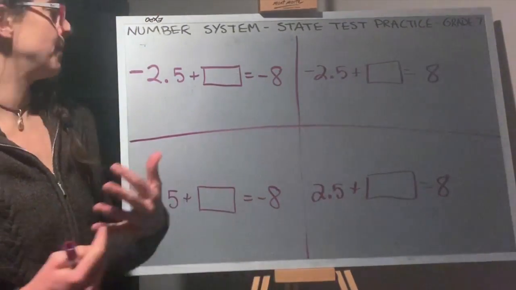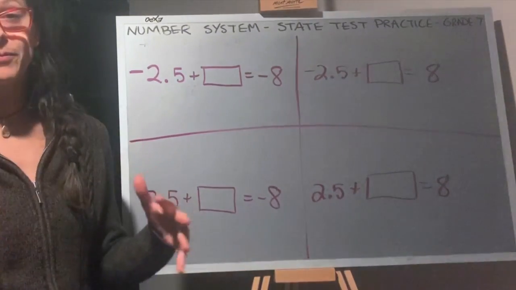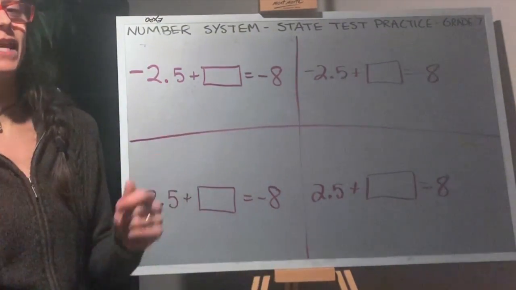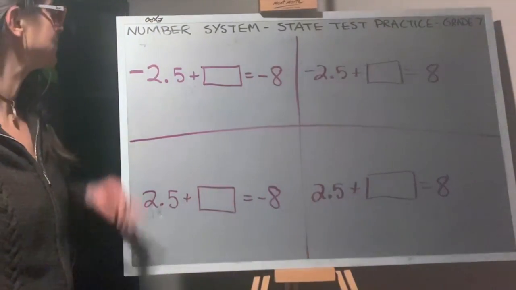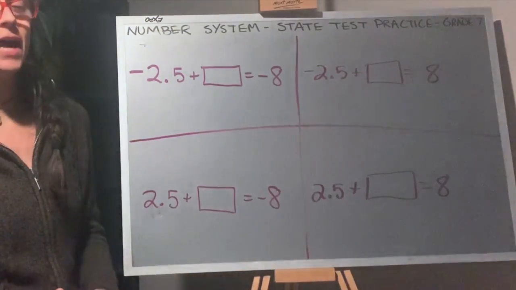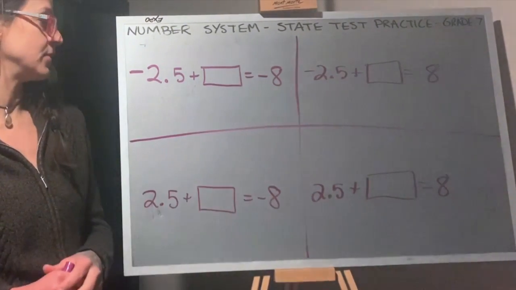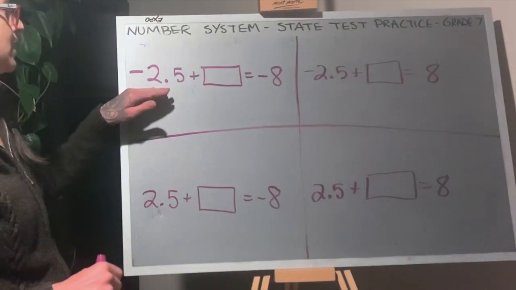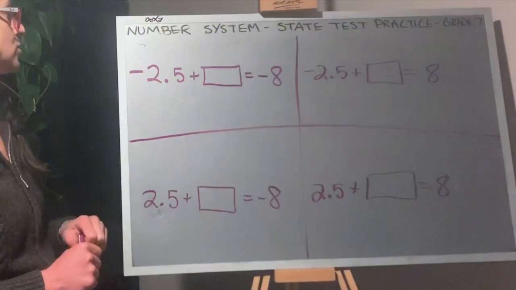7th grade is all about positive and negative operations. Operating with numbers using positives and negatives, different signs. So here we have all the different combinations between the first addend being positive or negative 2.5 and then the sum being positive or negative 8. So what is the missing addend in each of these slightly different equations?